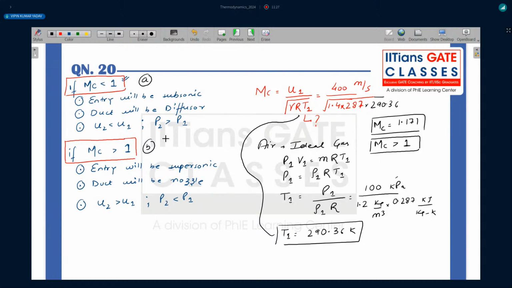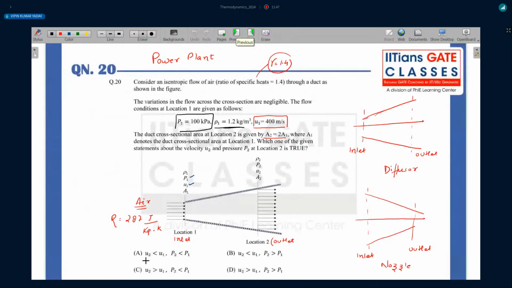So when B scenario is valid, what is the relationship between velocity and pressure? Velocity is increasing, that means U2 is greater than U1, and pressure is decreasing, that means P2 is less than P1. So let us see the options. The first one is saying U2 is less than U1. That is not correct, because U2 is greater than U1.